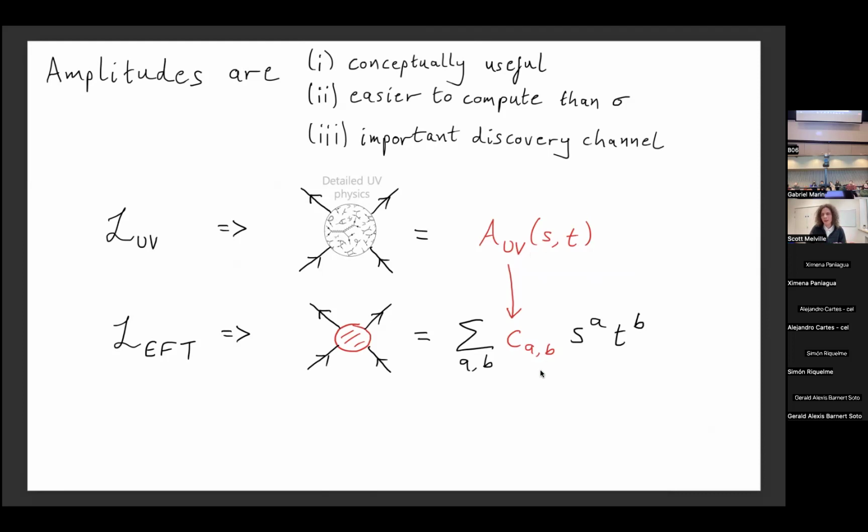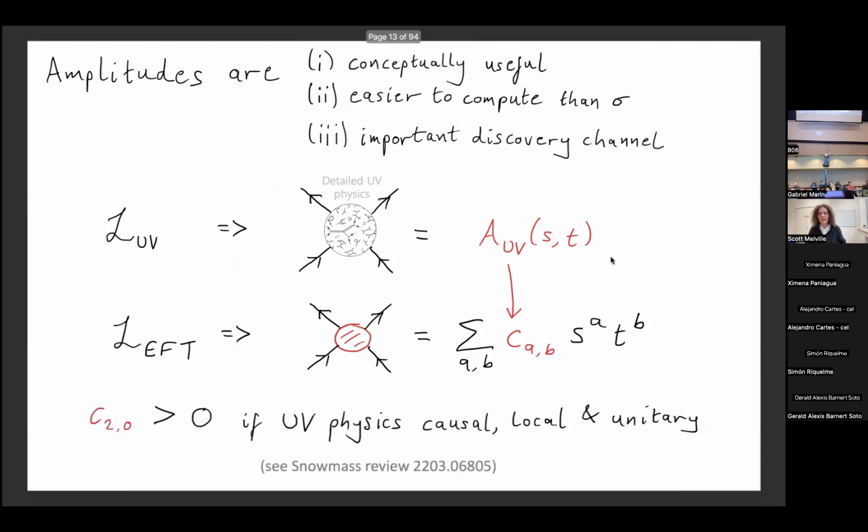It's a bit like you're measuring the Taylor series coefficients of this amplitude. So you can ask a very concrete question, which is, if I can measure the first few Taylor series coefficients of a function, what can I learn about the underlying function? So this is a project which goes under the name positivity bounds, and there was again a recent SNOWMASS review that contains all of the relevant citations.